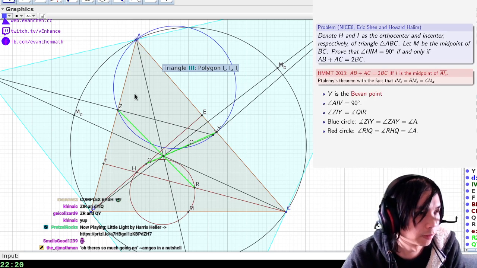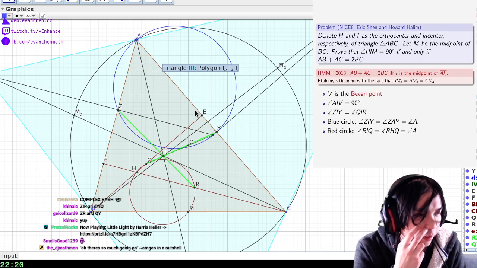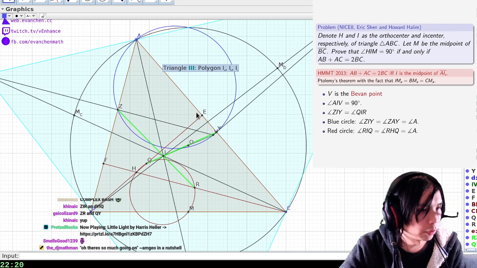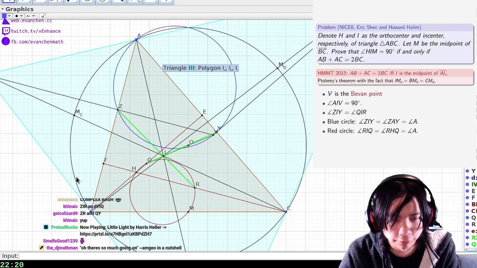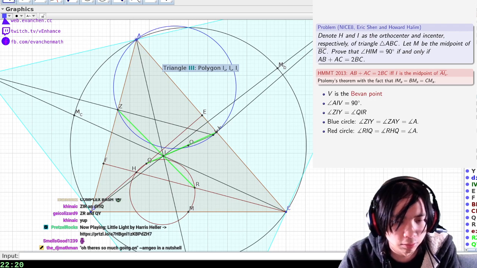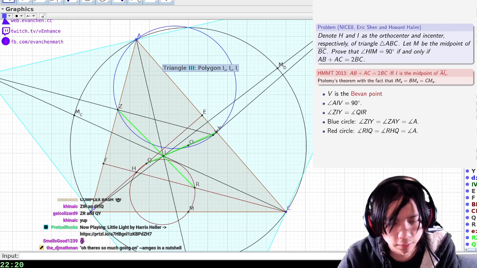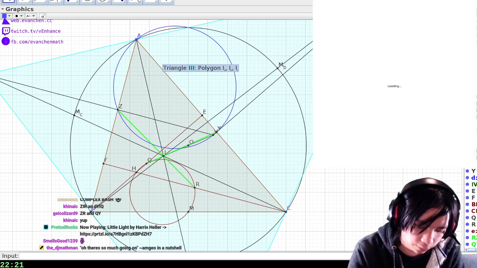So because the angles are both A here, I lies on the blue circle if and only if I lies on the red circle. So they're equivalent. And that completes the solution.